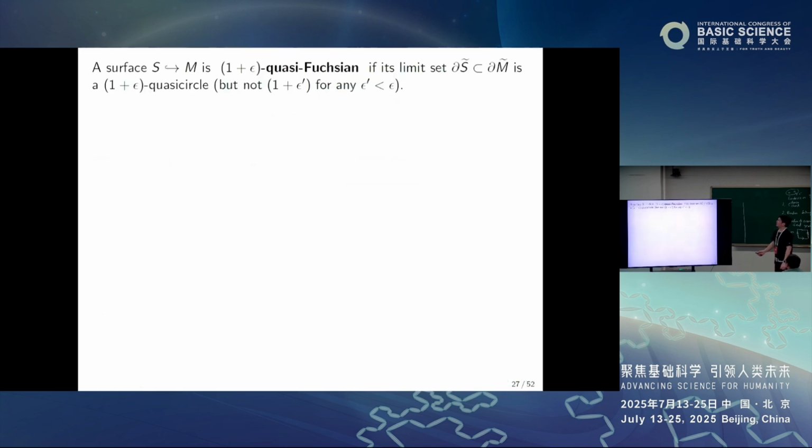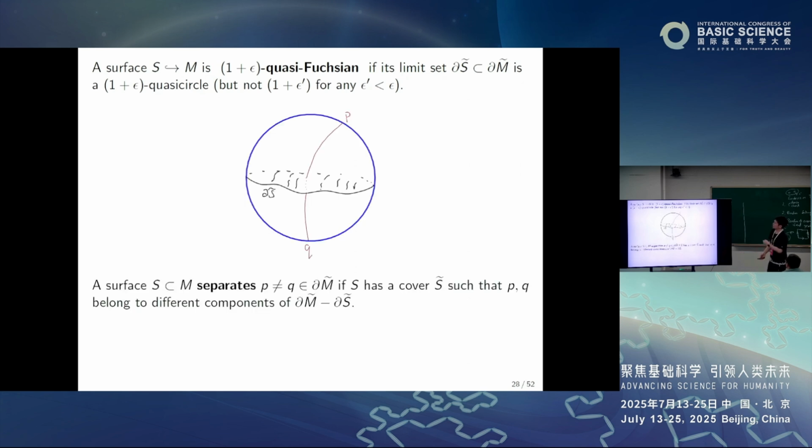All right. So here, my surface may not be totally geodesic, but maybe nearly geodesic. This 1 plus epsilon quasi-Fuchsian means that if you look at the limit set, it's a 1 plus epsilon quasi-circle. So in the universal cover, it looks like this. Okay. So this is my H3. This is my universal cover. And then my surface inside my manifold lifts to here.